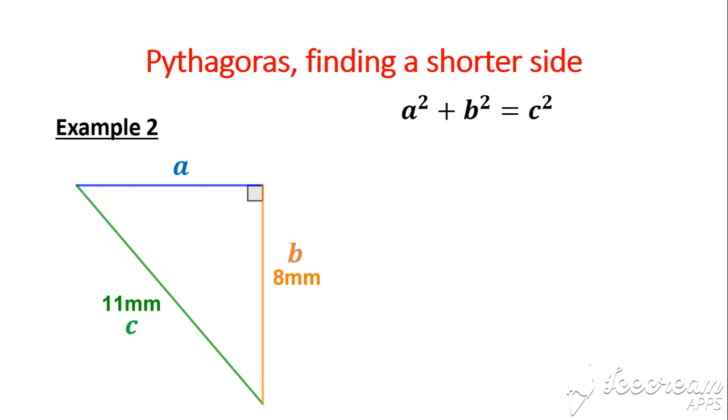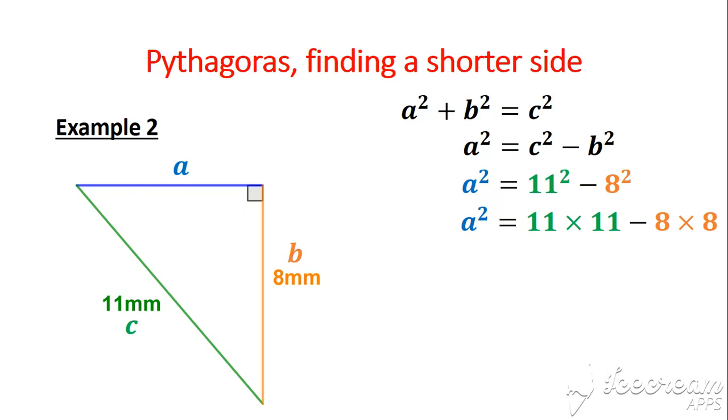Right, so A squared plus B squared equals C squared. So this time, because we're trying to find A, here's what we're going to do. We're going to leave A squared there and put C squared minus B squared. It's a minus again because we're trying to find a short side. Right, so A squared is equal to 11 squared because C is 11, minus 8 squared because B is 8.